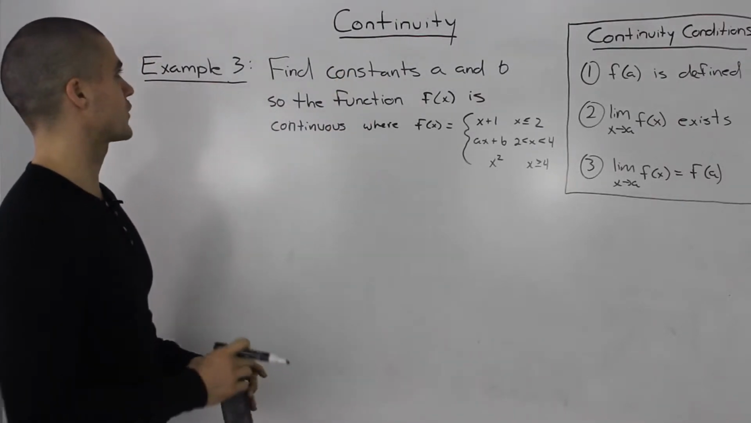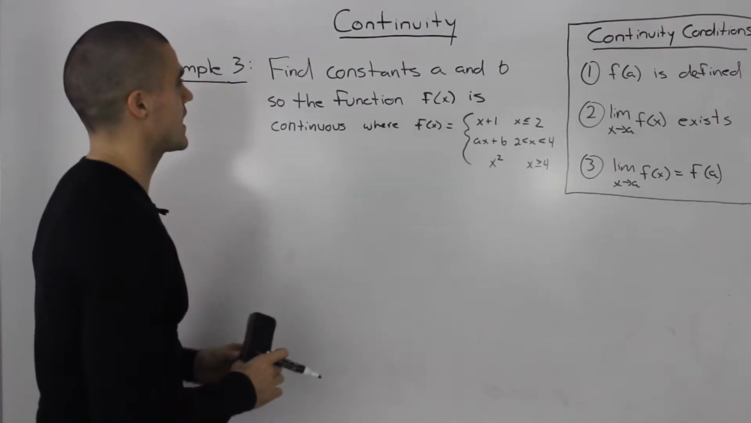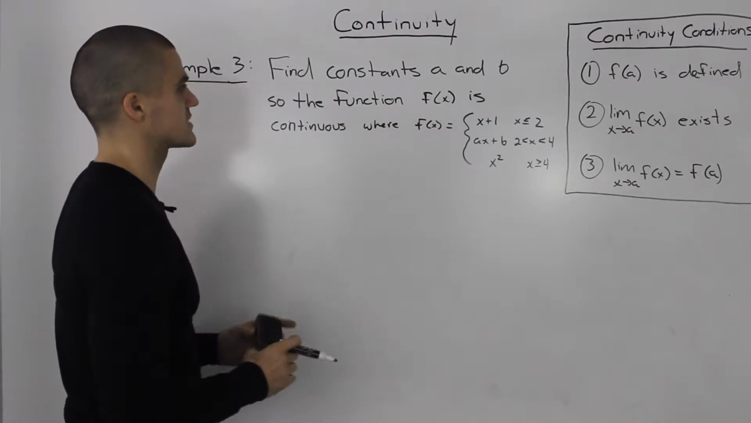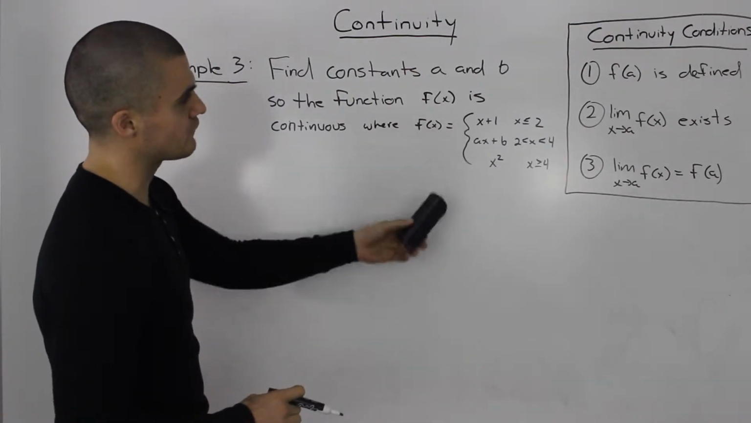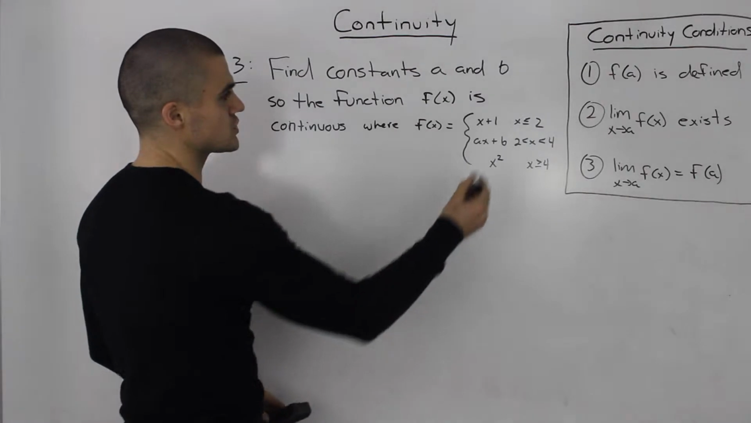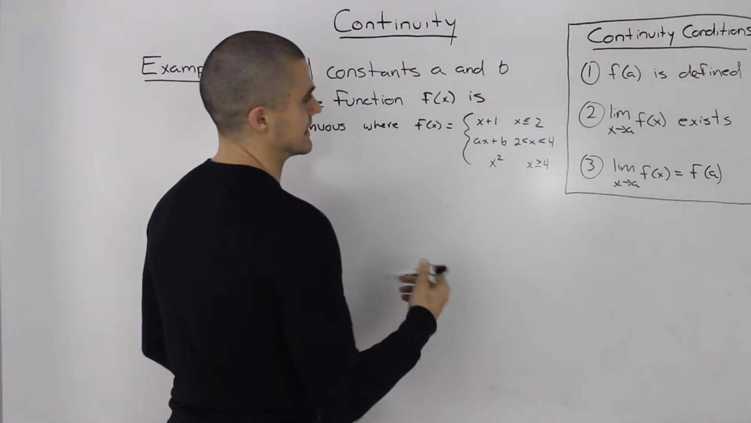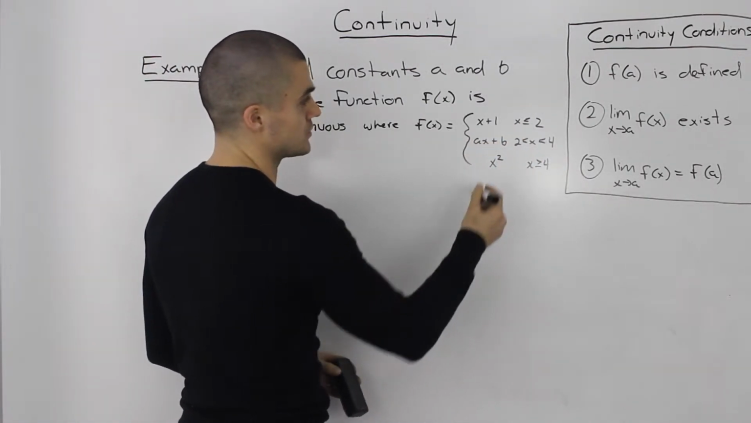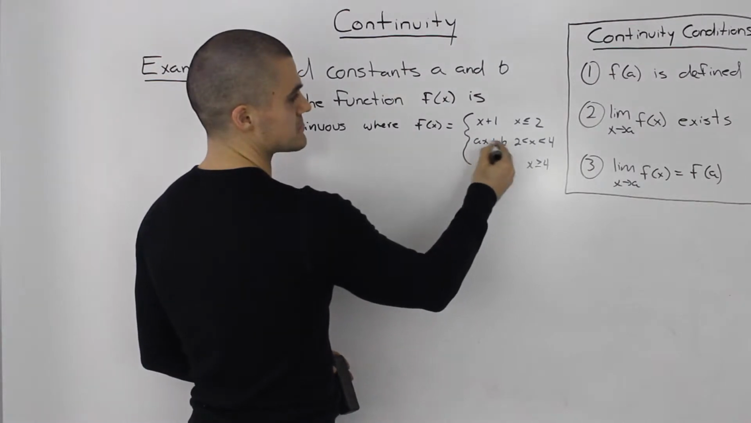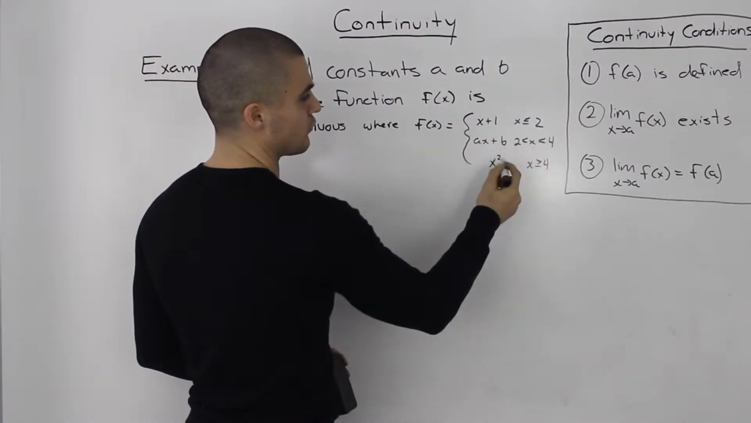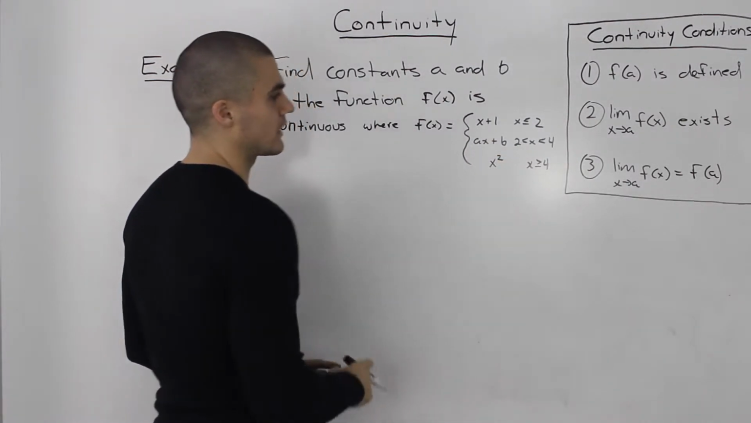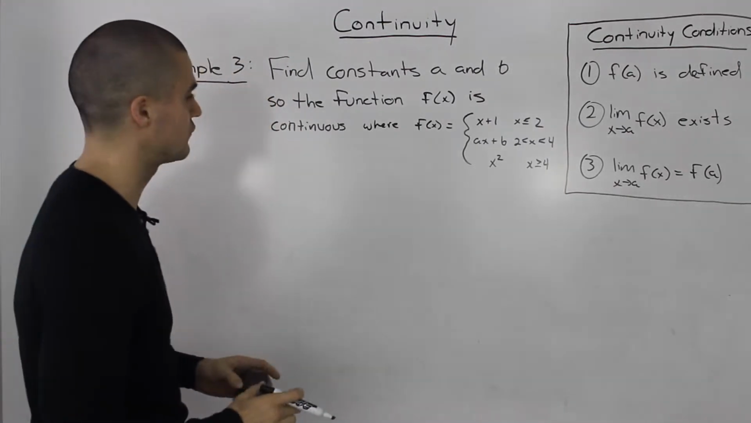Okay, third example for continuity. Find constants a and b so the function f of x is continuous, where f of x is a piecewise function. It's x plus 1 when x is less than or equal to 2, it's ax plus b when x is between 2 and 4, and it's x squared when x is greater than or equal to 4.